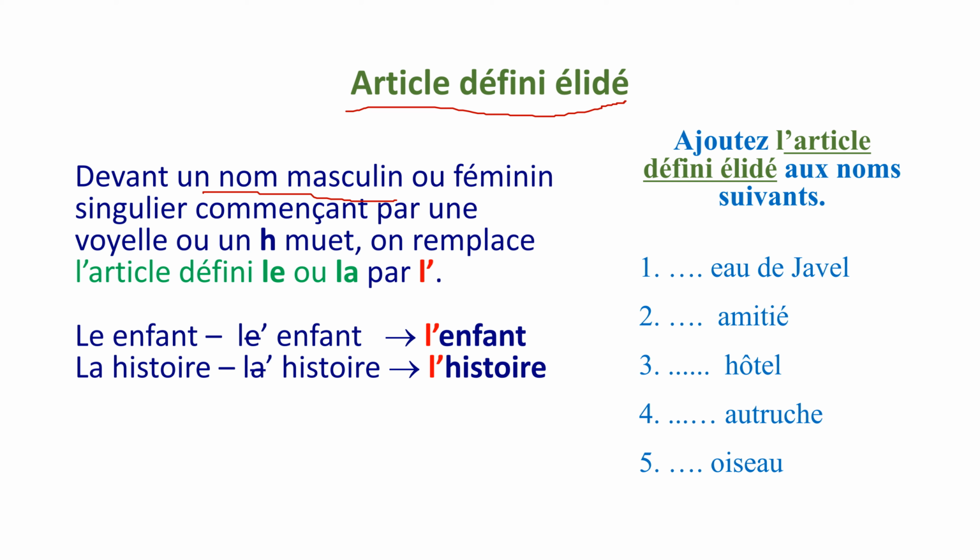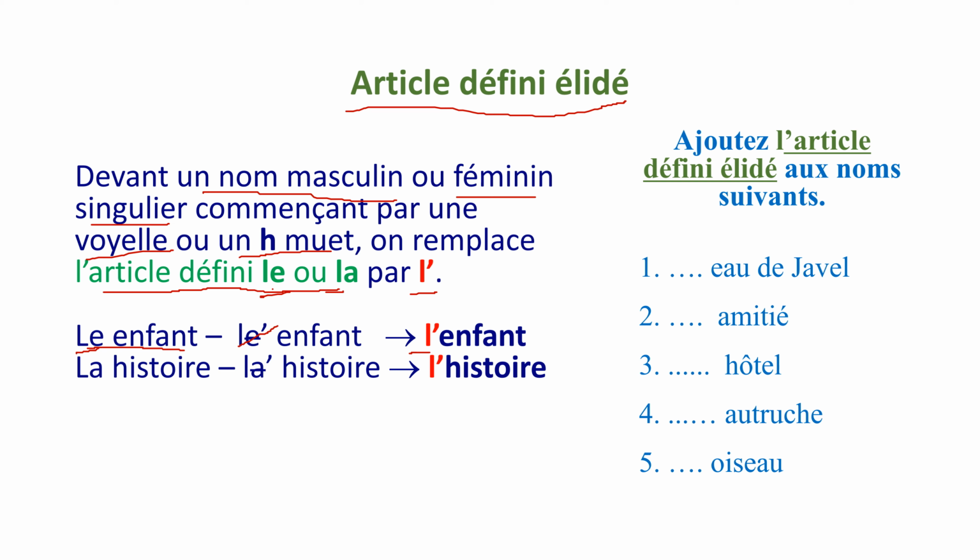In front of a masculine or feminine singular noun, starting with a vowel or a silent H, we replace the definite article le or la by an apostrophe. So let's look at the example. Le enfant, we're talking about the article here, le or la. So here is your article le. We replace it by an apostrophe. So here we go, an apostrophe, it becomes l'enfant. Here is your vowel that remains standing.